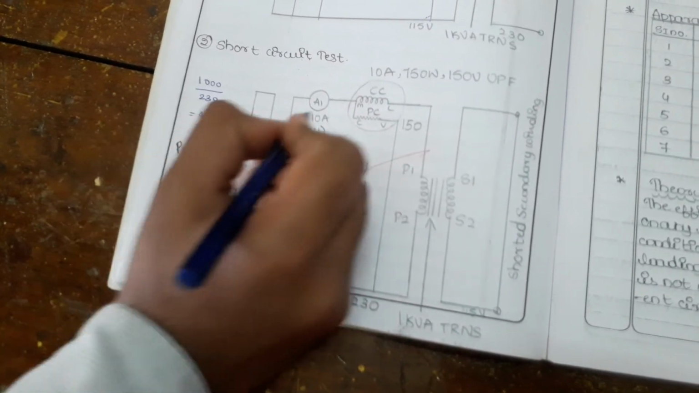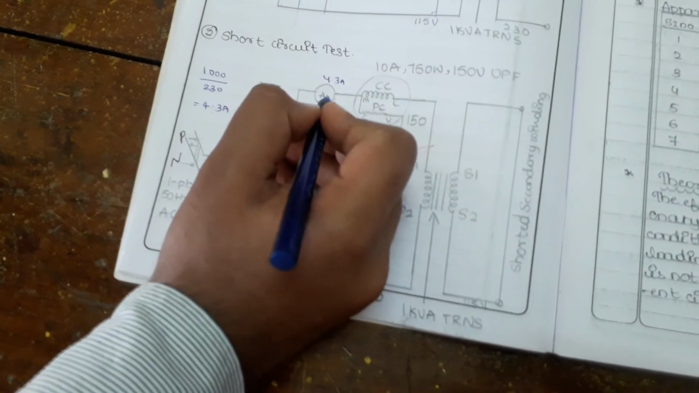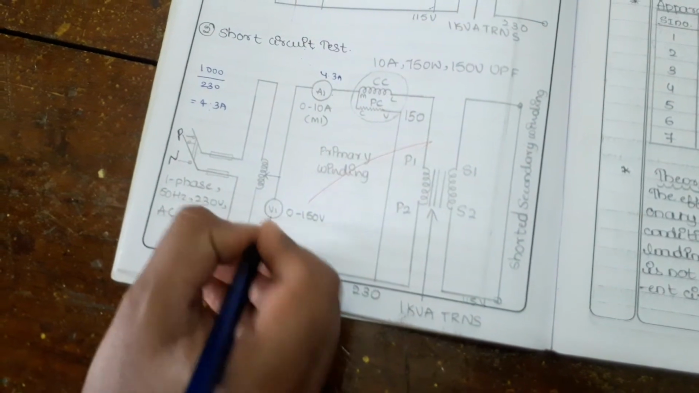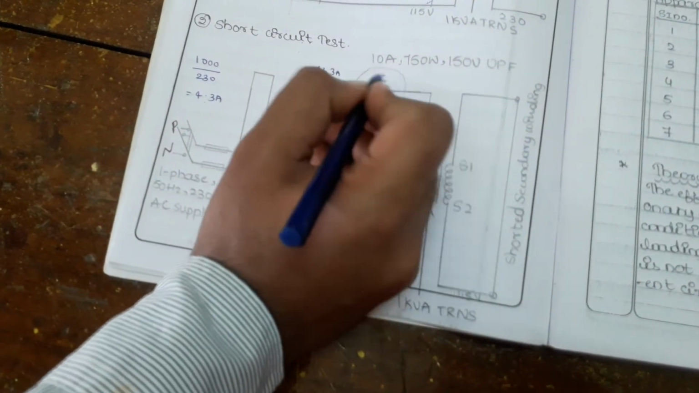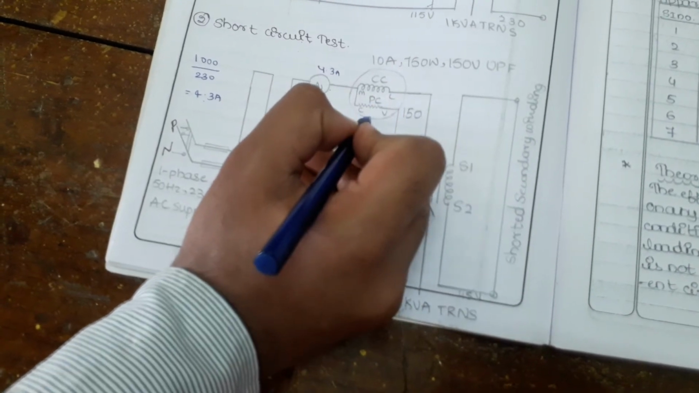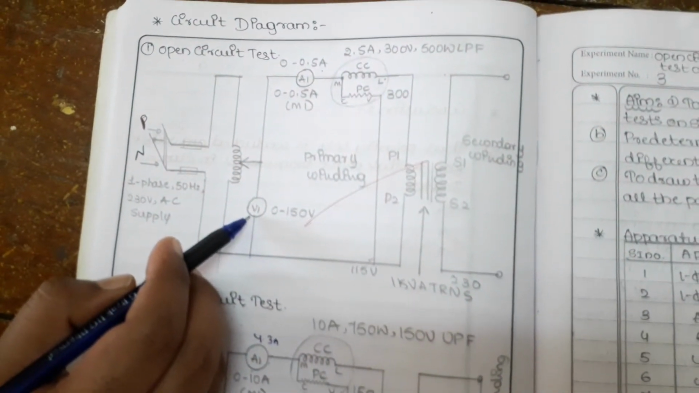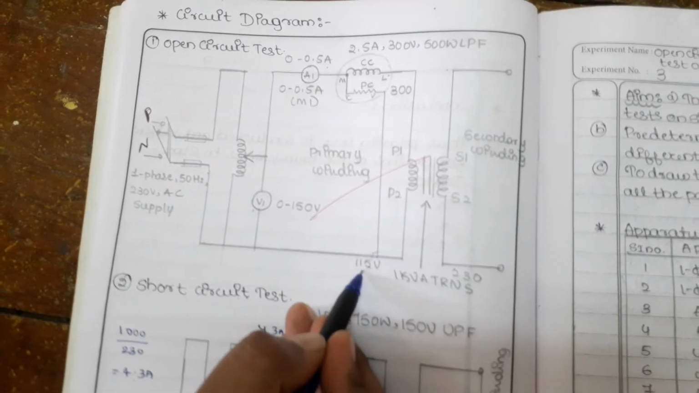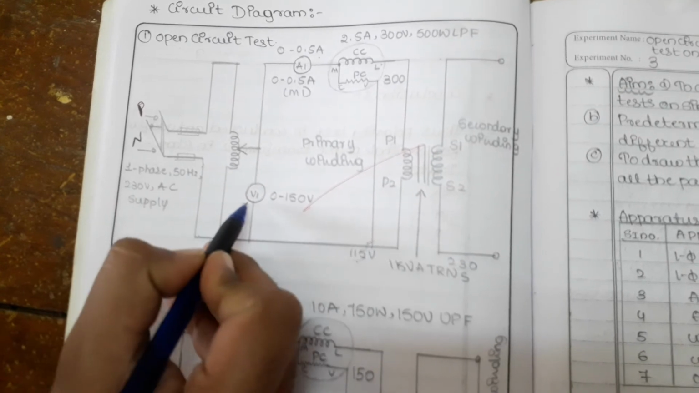So I should allow 4.3 amps of current to flow through, and for that particular current check what the voltage is. This voltage will be VSC, this will be ISC, and this wattmeter will give us the copper loss WSC. But similarly in the OC test, this will be the no load voltage where we apply the rated voltage. The rated voltage of this winding is 115. So the primary is 115, meaning we should apply 115.